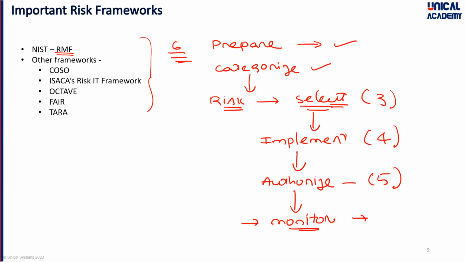Apart from NIST RMF, there are other frameworks that the official study guide refers to. Worth knowing these names: threat agent risk assessment, factor analysis of information risk, ISACA's Risk IT framework, and COSO. Just knowing the names is enough. So having a grip on RMF is essential, particularly these six steps: prepare, categorize, select, implement, authorize, monitor.